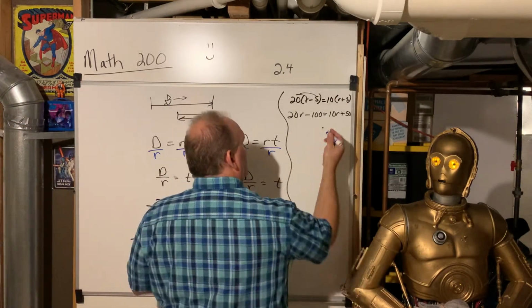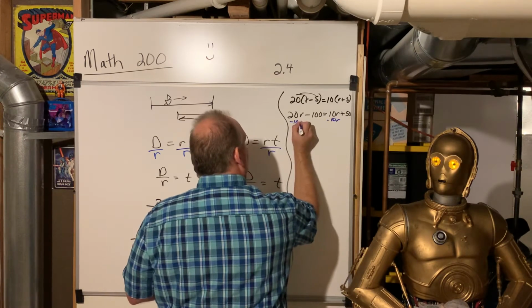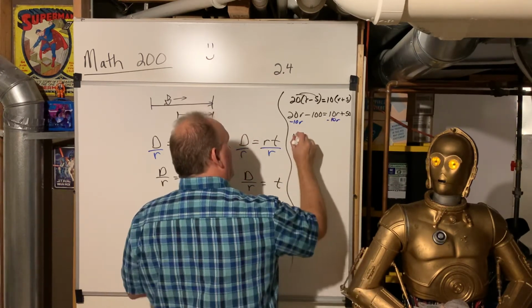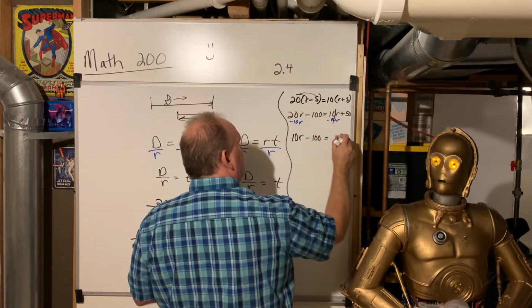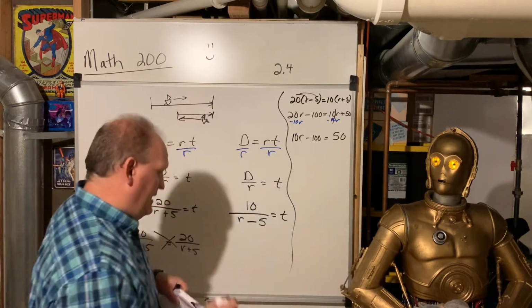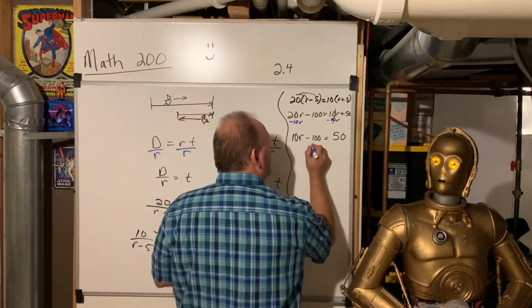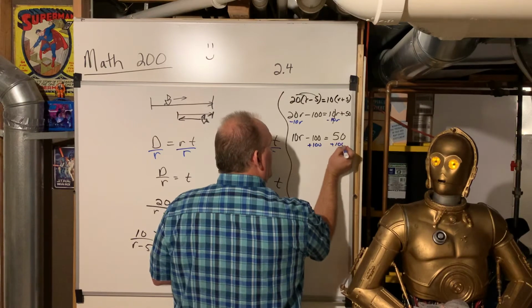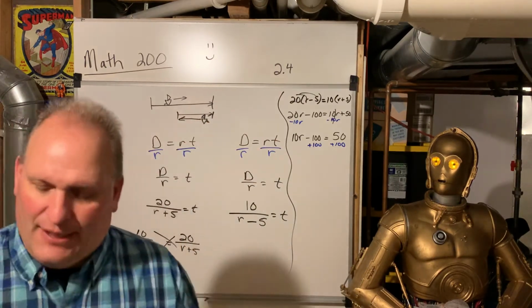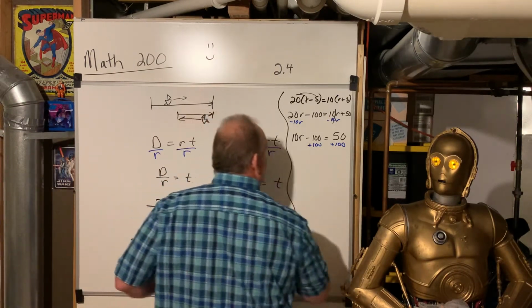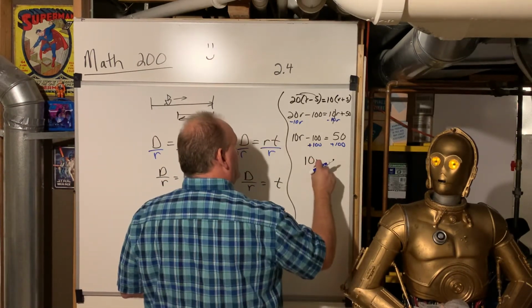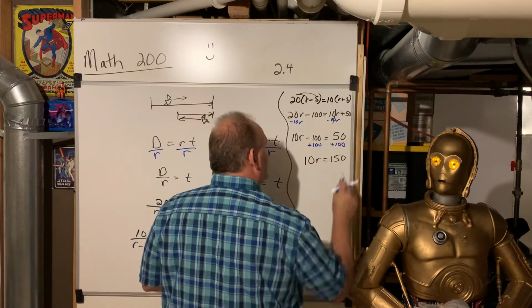So we'll go minus 10r, minus 10r. And so we'll have 10r minus 100 is equal to 50. And then we'll add 100 over, plus 100, plus 100. It's important to write these steps down. Let's see, can you see those steps that I'm writing down? You can see those steps that I'm writing down. So we have 10r equals 150.